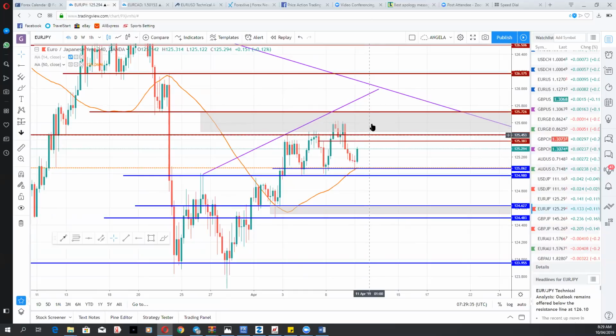So it may rally up into this area to try and test the 125.58 area. Because as you know, the daily candle closed as a bearish candle, a bearish engulfing. So there is a possibility that price may try to rally up a bit before going back down.